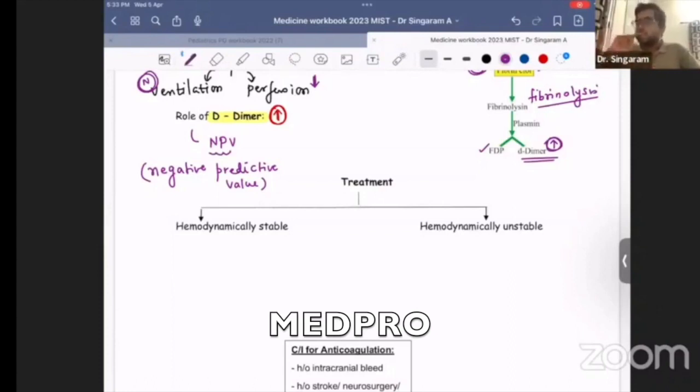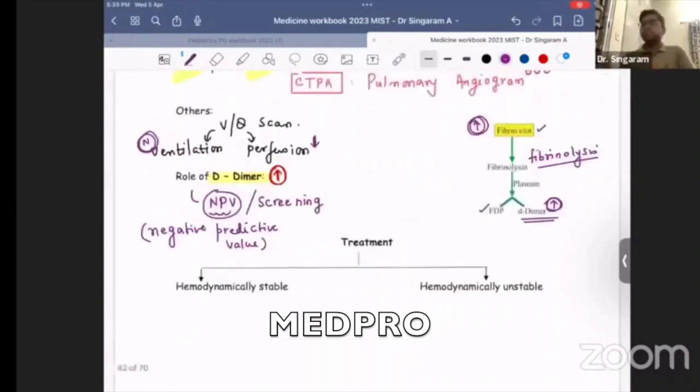So what is the main role of D-dimer? D-dimer helps to rule out the possibility of pulmonary embolism. So this is what we call a high negative predictive value. Or they can ask you, is it a screening test or a diagnostic test? The answer is going to be, this is only for screening purposes.